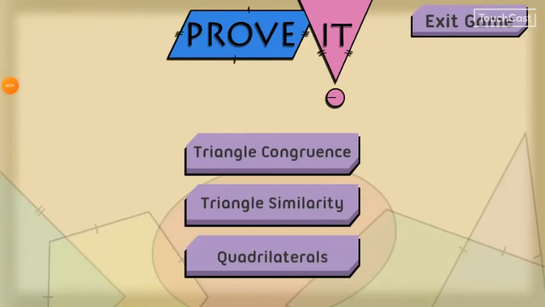Welcome to Prove It. Prove It is an Android-based mobile application that provides users a visual representation and interactive learning tool in aid of proving theorems and statements involving congruent triangles, similar triangles, and parallelograms. Let me first illustrate the triangle congruence part of the app.